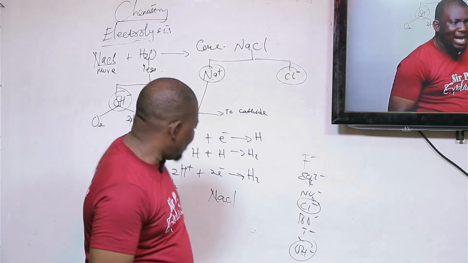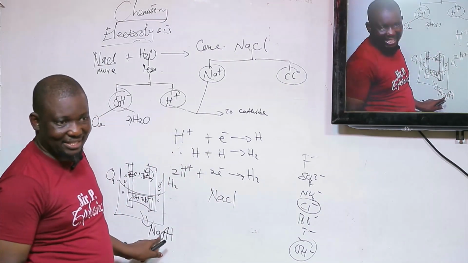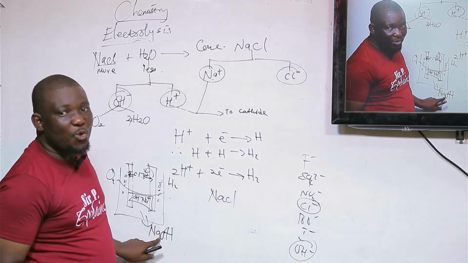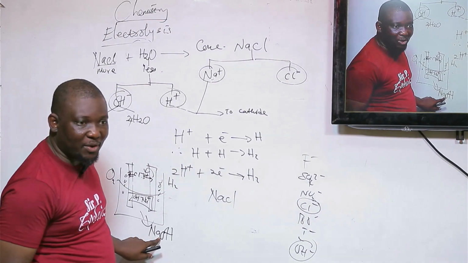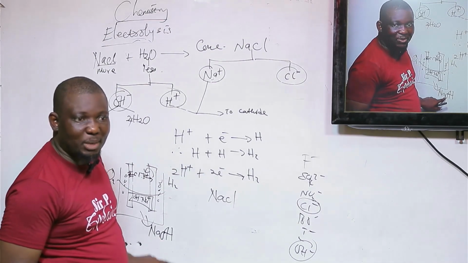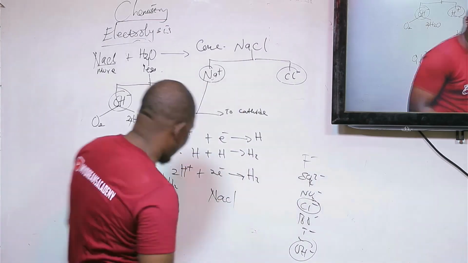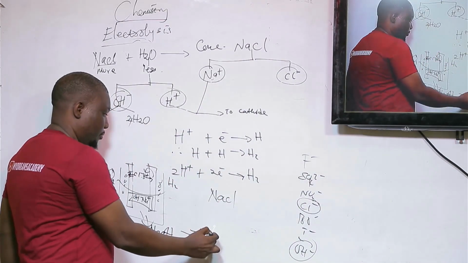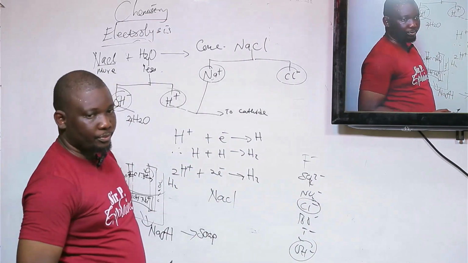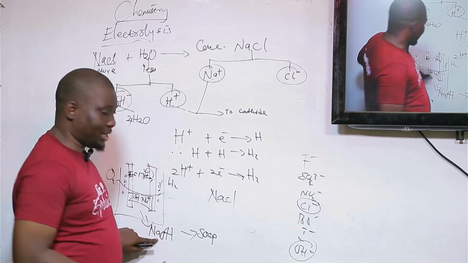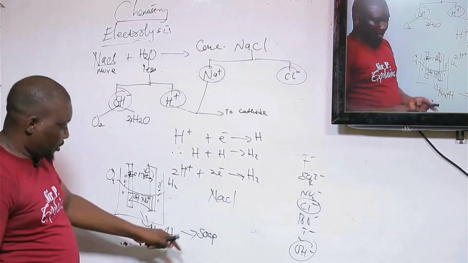Electrolysis of brine. And sodium hydroxide has so many industrial uses. One of the important uses of sodium hydroxide is that it is used in the manufacture of soap. You can't talk about soap without this. Use it to make soap.